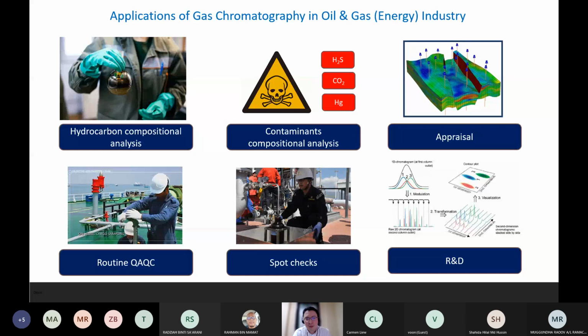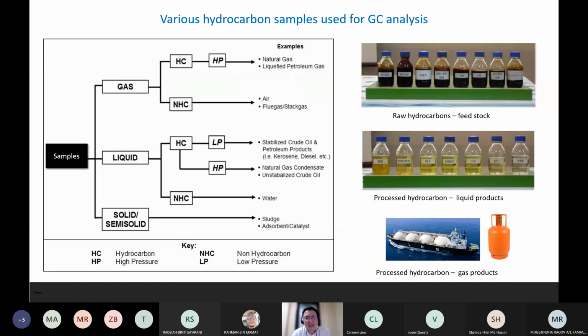Routine QA/QC is also very important in the oil and gas industry, which GC is also used for. Spot checks and quality checks are done quite often to ensure that the quality of the products is tip top and on specification, and also in R&D. R&D gets more interesting when you look into GC application, because you start to use different types or variations of GCs. Can I have the next slide, please?